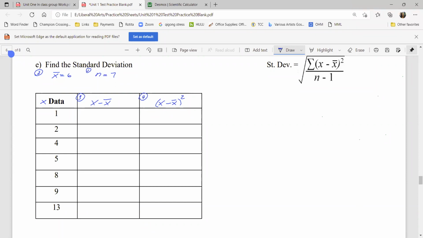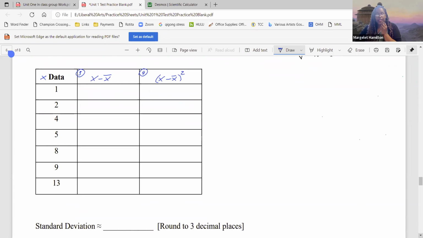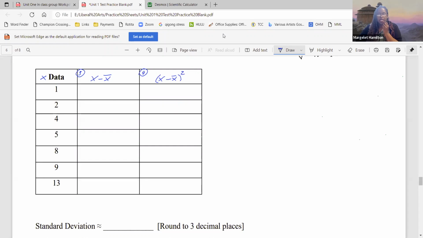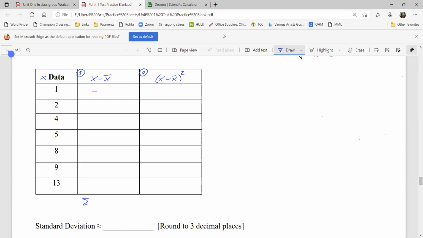Yes, ma'am. All right. We know we're on the right track if our second column adds up to be the number 0. We know we're doing good if it adds up to be 0. Let's see. Tell me what you get for your first one. Should be something negative. -5. Okay, -5, and then? -4, -2, -1, +2, +3, +7.